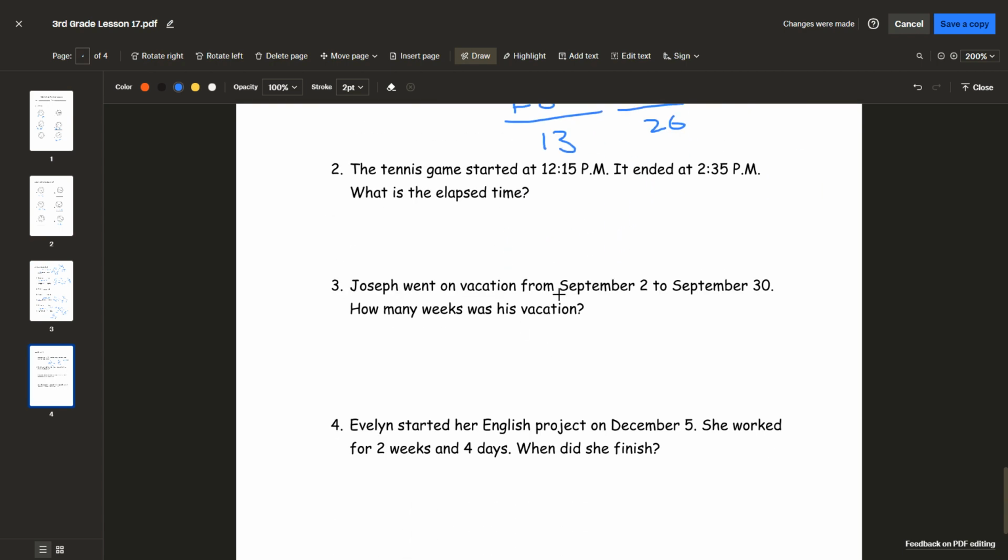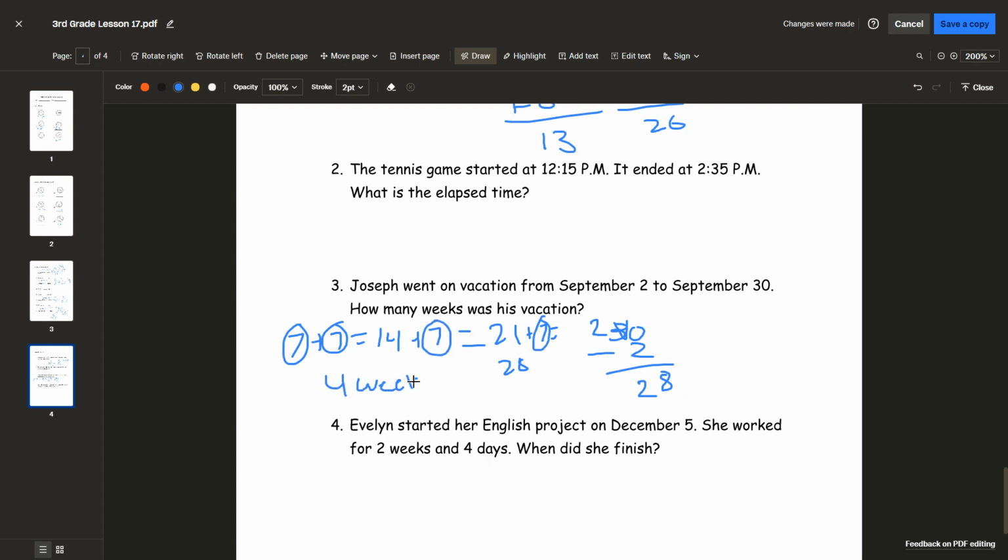Number 3, Joseph went on vacation from September 12th to September 30th. How many weeks was the vacation? So if we do 30 minus 2, we get 28. So 28 days, right? So we need to find out how many weeks that is. There are 7 days in a week. So 7 plus 7 equals 14. Then another 7 equals 21. And then another 7 equals 28. So let's count how many 7s we used. There's 1, 2, 3, 4. So his vacation was 4 weeks.